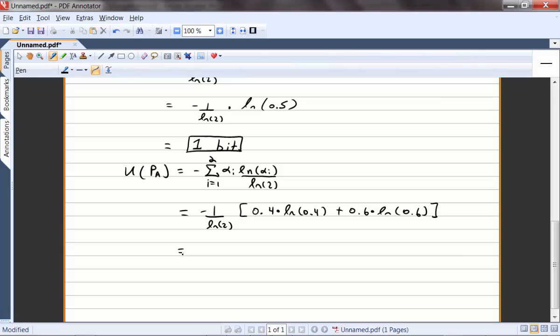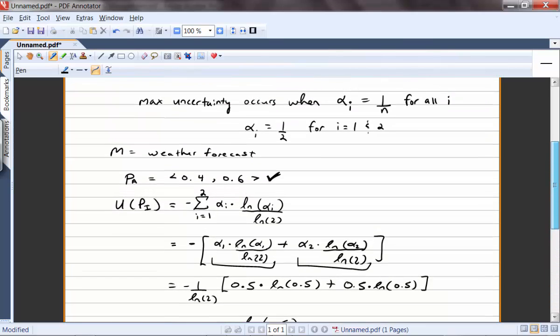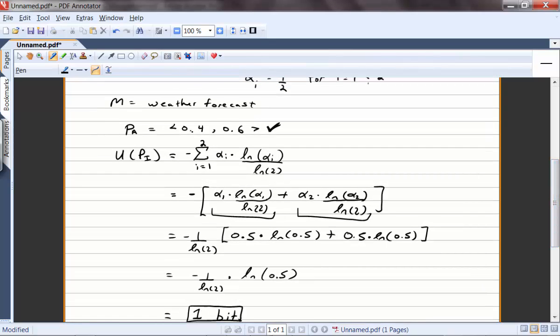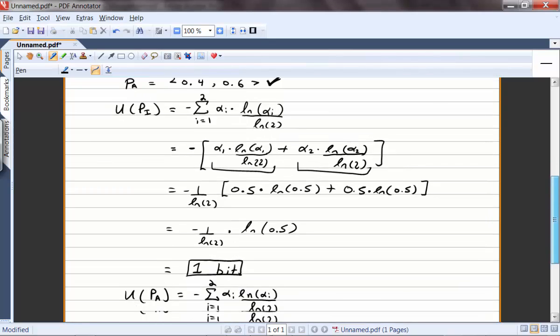And you will get 0.97095. I'll just take it to 2 decimal places. Let's just do that to keep it simple. So you can see that uncertainty went down, which makes sense. You might think that uncertainty would go down more if you went from 0.5 to 0.4, but it doesn't actually.